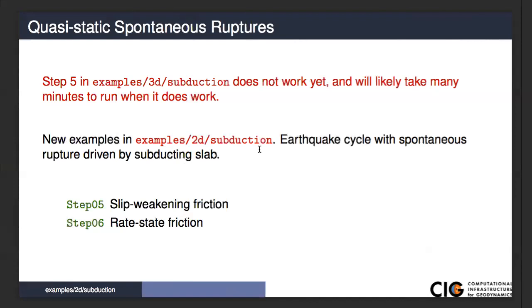These are new examples. They're step 5 and 6. They've been added to the manual. You will not find them. There is a note in the manual under step 5 that refers you to the pages and sections in the 2D subduction zone. So step 5 is going to be a slip weakening friction formulation, and then in step 6 we'll use rate and state friction.